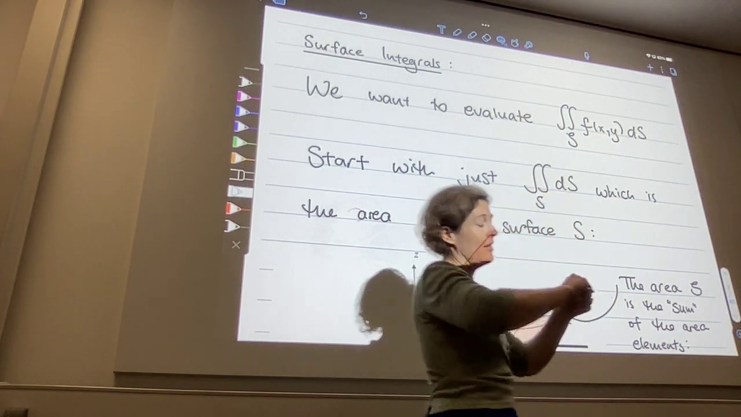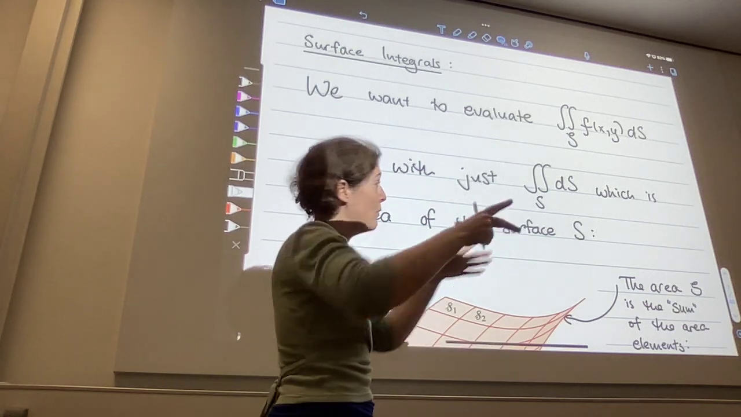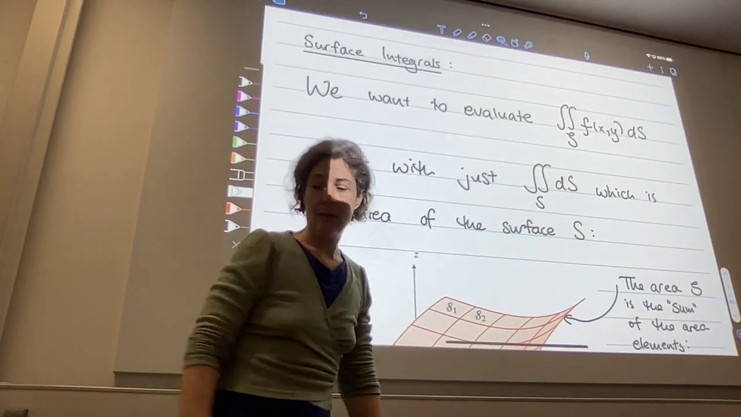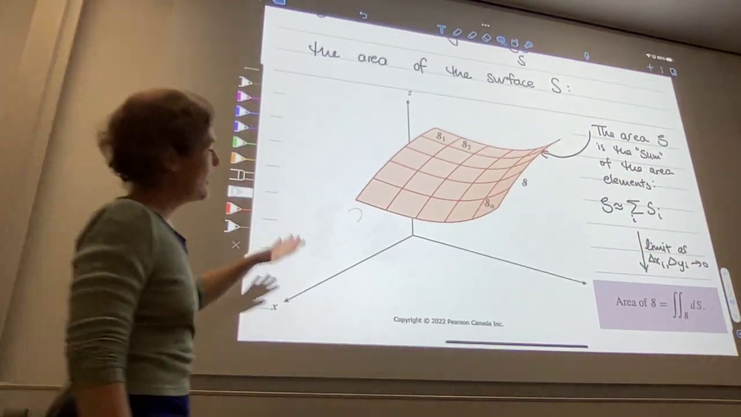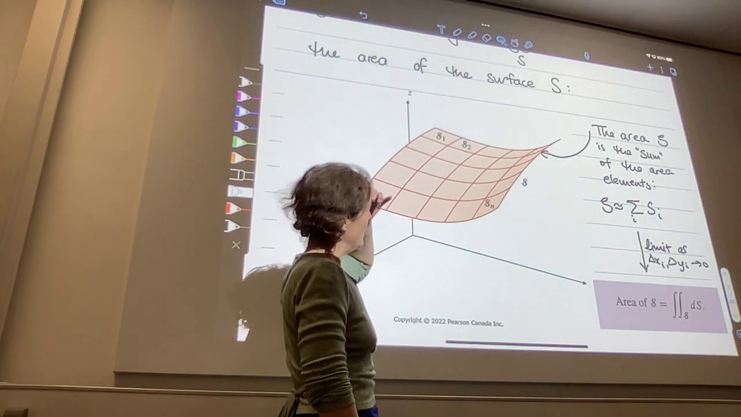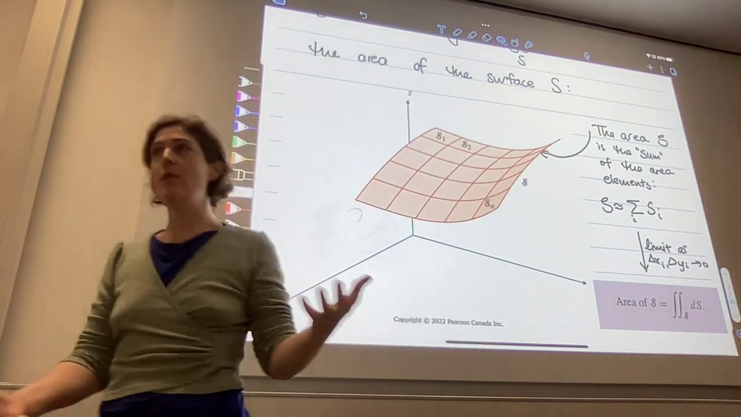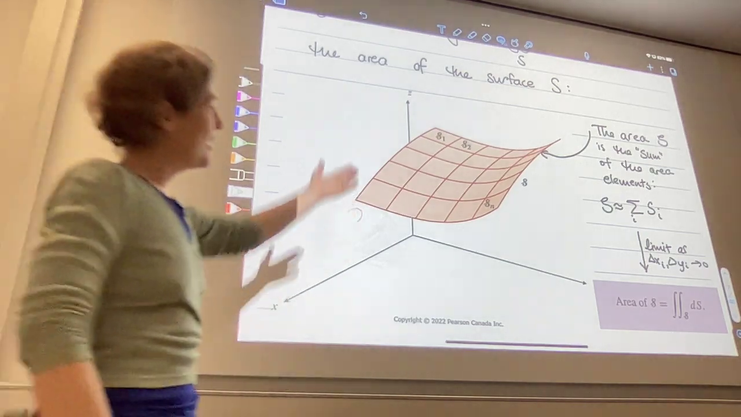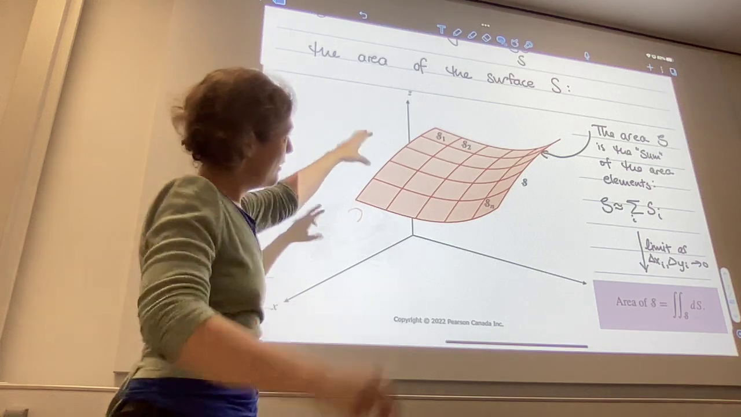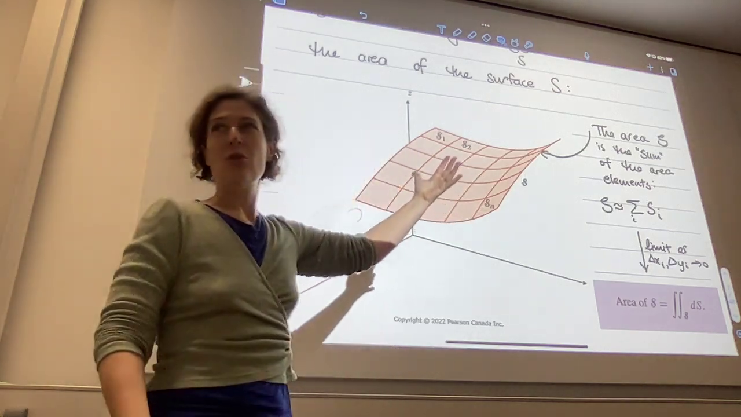So in a sense, it's the same as finding out the length of a curve from A to B. Here we're finding out the area of a surface. The picture to have in your mind: here is my surface S, and I want to work out the surface area. Just like in all kinds of calculus, you break it up into small little bits. So we break it up into little square things, S1, S2, and if we add them all up, we kind of get the surface-ish.